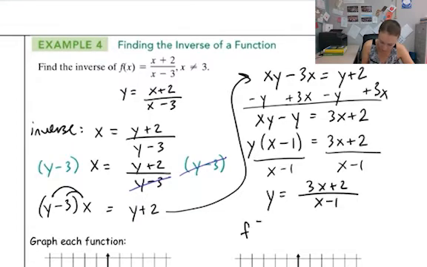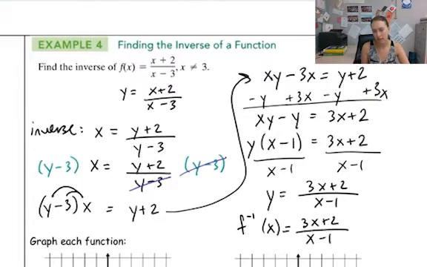I want to rewrite this. Our original function was f of x. So I'm going to have f inverse of x equals 3x plus 2 over x minus 1. Now we're almost done. In the last function, we had a cubic function and a cube root function for our inverse, and the domains weren't restricted. They were all real numbers. But anytime we have a function with a restricted domain, it's really nice to write what that restriction is to tell your grader that you're really thinking about what you're doing and what this function is. So if you notice, the original function had, and I'm going to highlight this, an x can't equal 3.